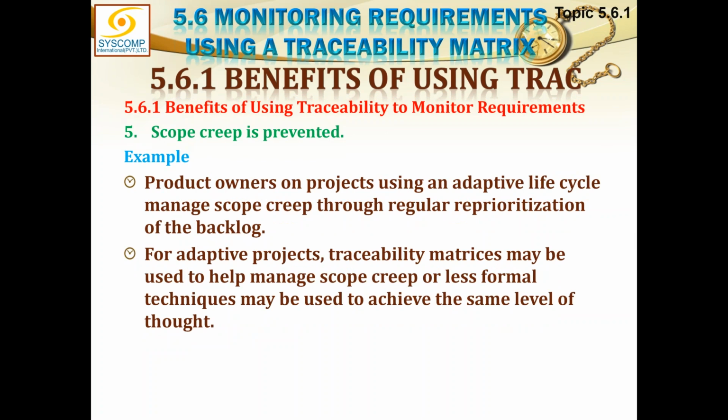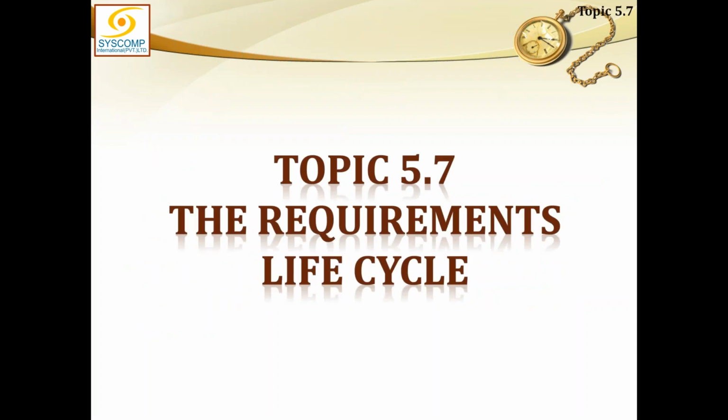Another example: product owners on projects using an adaptive lifecycle manage scope creep through regular reprioritization of the backlog. Actually, we do it that way. In our adaptive lifecycle, we keep reprioritizing our backlog, and that way, scope creep is automatically managed. For adaptive projects, traceability matrices may be used to help manage scope creep, or less formal techniques may be used to achieve the same level of thought.